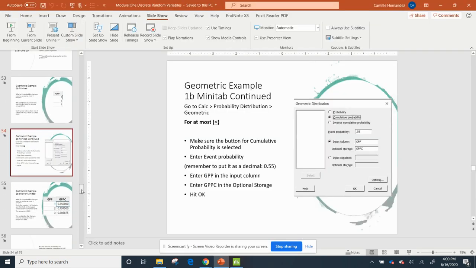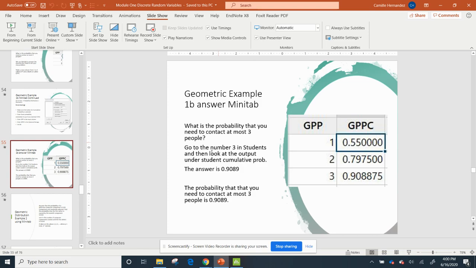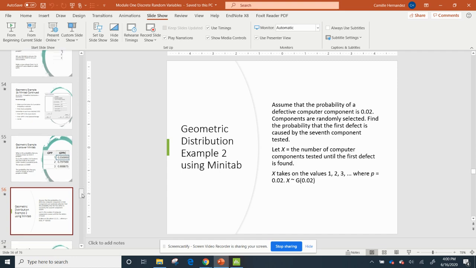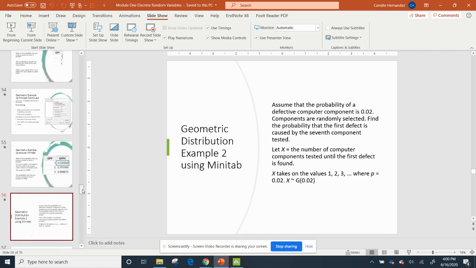So let me switch back, and we'll talk about what I got. All right, so you can see here, this is what I got. The probability that you need to contact at most 3 people is 0.9089. All right, let's keep going. I'm going to do another one too. We're just going to finish this one up because it's not that long.